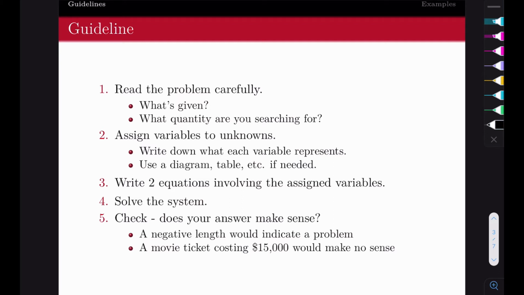If you're trying to find a dollar amount and you find the dollar amount is negative, that's not going to be possible. If you're dealing with the selling of a TV and you find out the TV is 50 cents, that also doesn't seem super reasonable. So all the answers should make sense. And if you notice that something seems way off, then it's a good indication you set the problem up incorrectly. So we have to go back and redo that system.